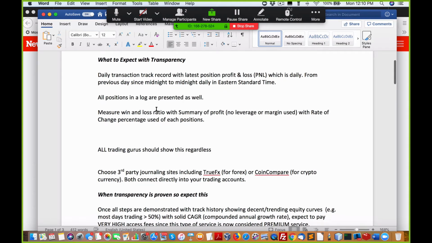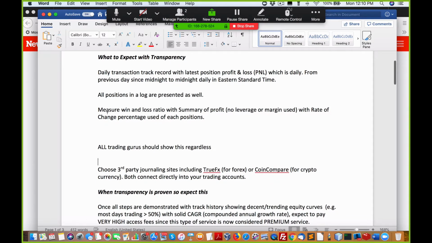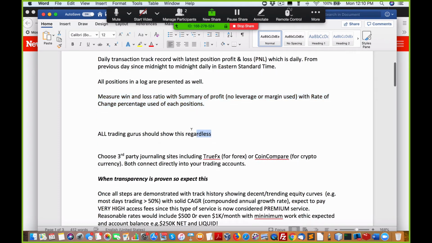Okay. So we talked about this. One thing that's really important, like what we were talking about earlier, is a lot of trading gurus are now going to need to step up and show this stuff, especially on a daily basis. And it can't be for last month or even last week. It has to be what was I trading up to yesterday midnight, because that's a standard I think people are entitled to know.